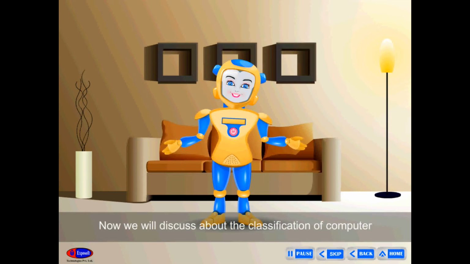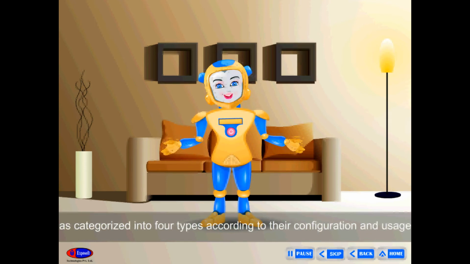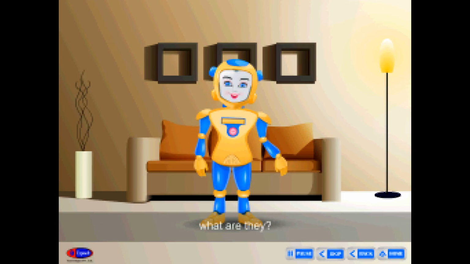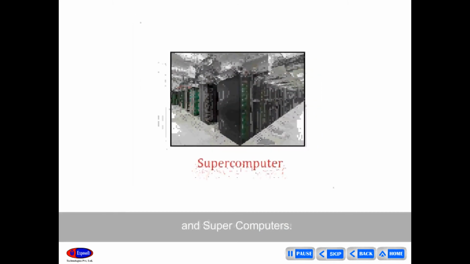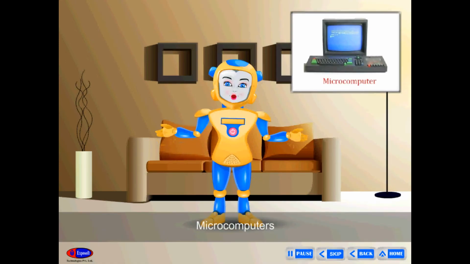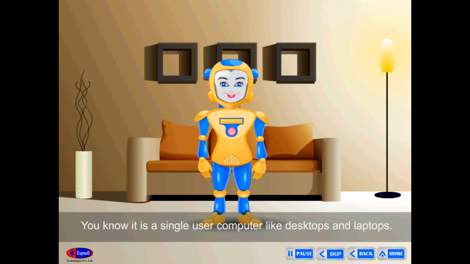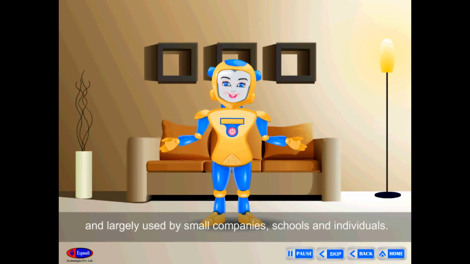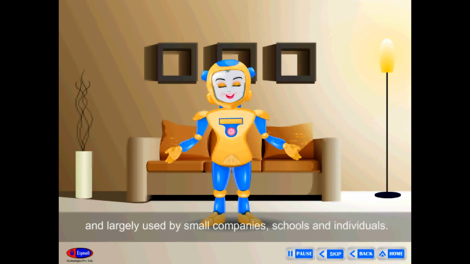Now, we will discuss the classification of computers, categorized into 4 types according to their configuration and usage. What are they? They are microcomputers, minicomputers, mainframe computers, and supercomputers. Microcomputers. It's a single user computer like desktops and laptops. They are expensive and largely used by small companies, schools, and individuals.